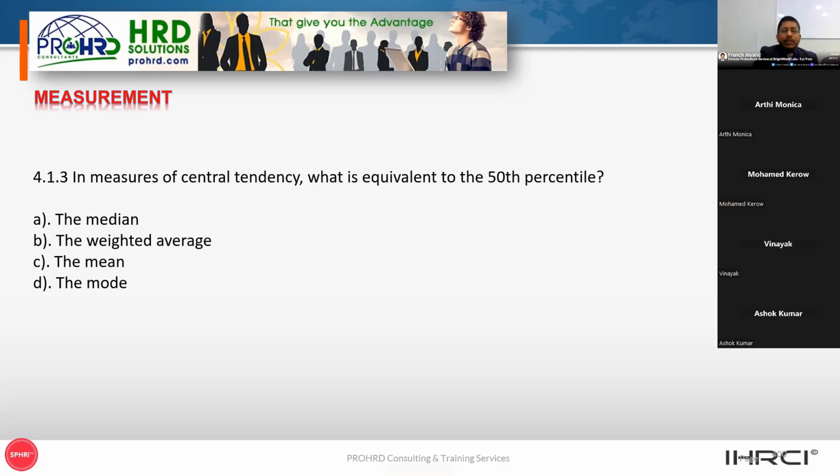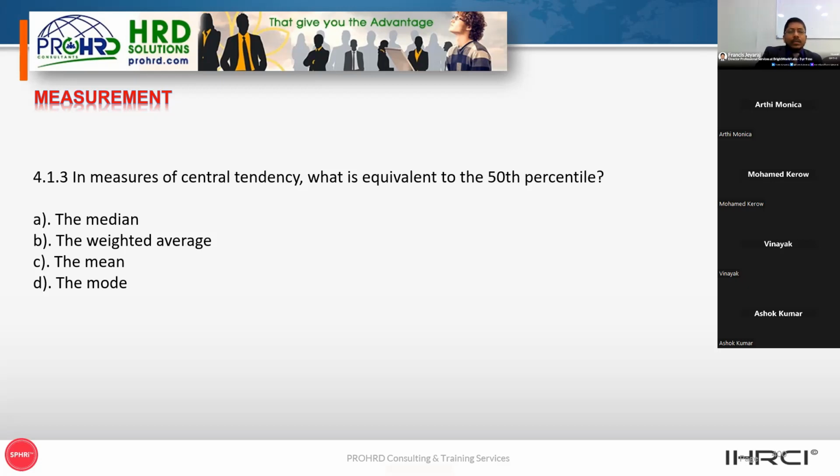The 50th percentile, we discussed this in the total rewards class. We talked about the quartiles: the 25th percentile, the 50th percentile of the salary, and the 75th percentile of the salary, above the median. We talked about pay way above the market, the 75th percentile, and then there are people paying below the median, the 25th percentile. On that we discussed.